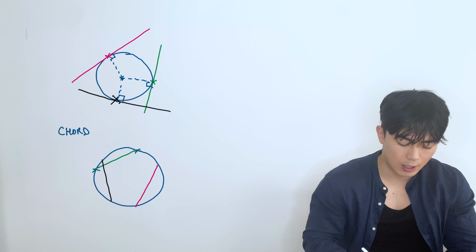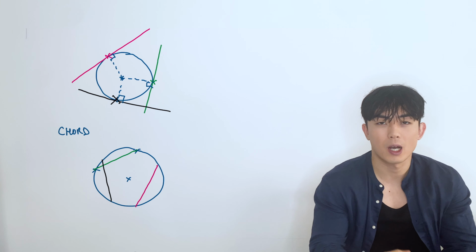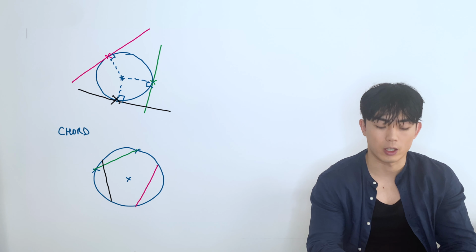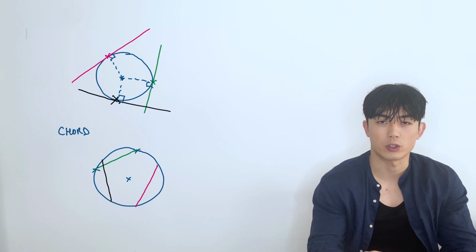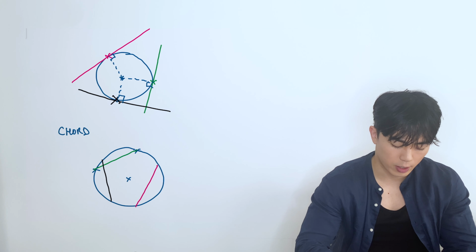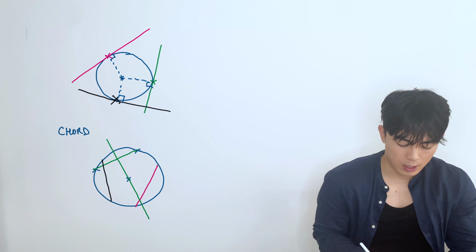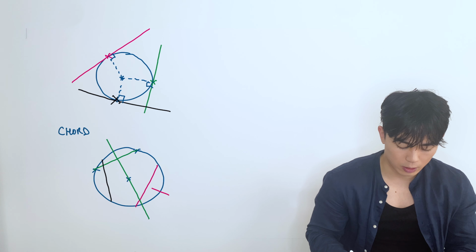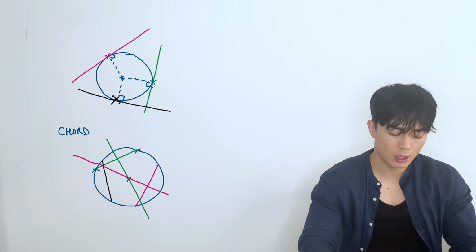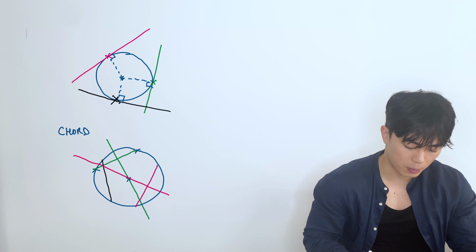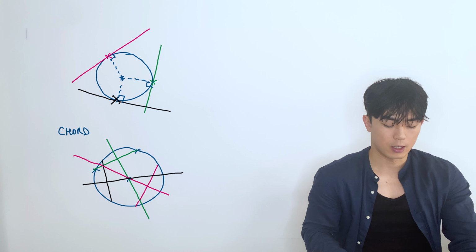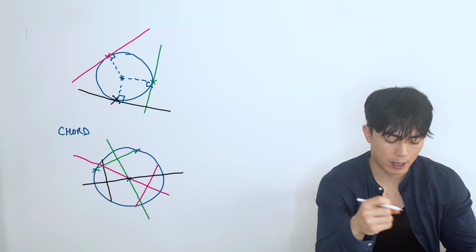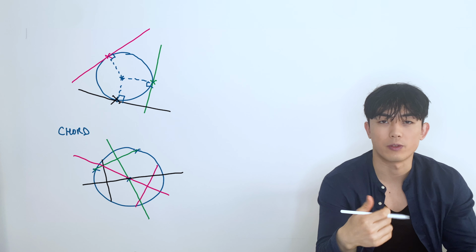Now the property related to a chord, the perpendicular bisector, which we looked at in a previous video, of the chord will always pass through the center of the circle. So once again, the perpendicular bisector will pass through the center like this. This one will pass through the center like so. And the black one would also pass through the center like this. That's what a chord allows us to find in terms of a circle.